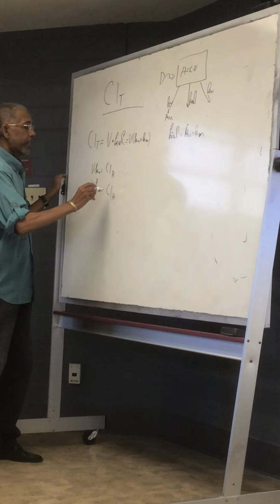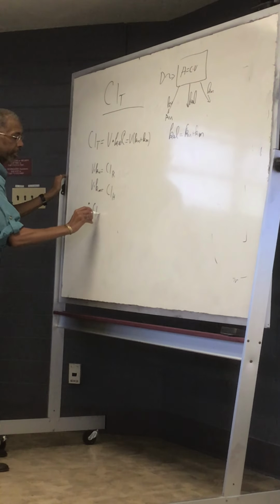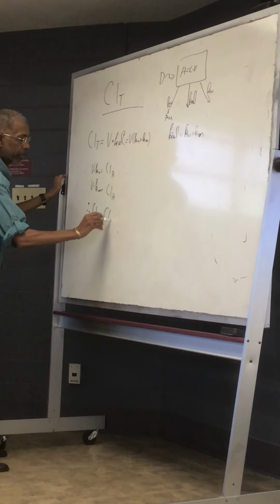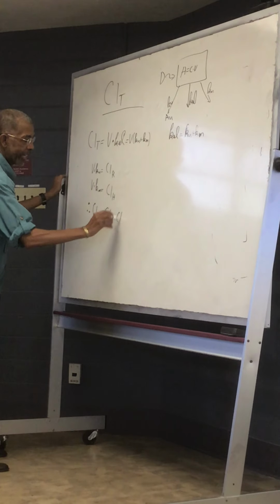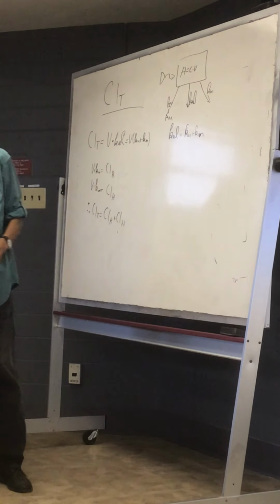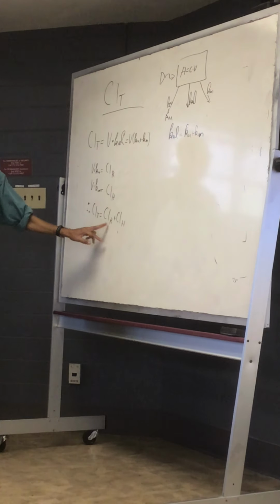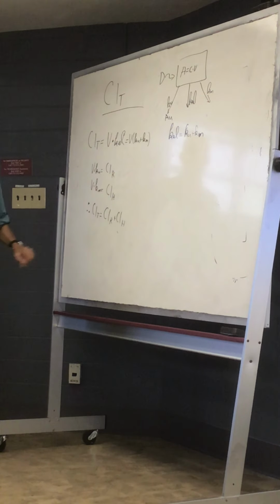So therefore, total clearance is the same thing as renal clearance plus hepatic clearance in this model, where we're only showing these two routes of elimination. Can renal clearance exceed total clearance, based on this equation, this concept? No. Can hepatic clearance exceed total clearance?